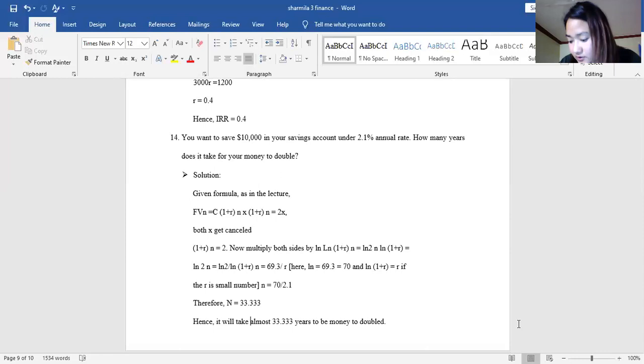So we get the rule of 70: 70 divided by 2.1 is 33.33. Hence it will take almost 33.33 years for the money to double.